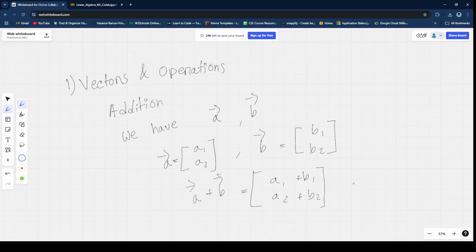You can do this with values too. Let's assume A1 is 1, A2 is 3, our B1 is 5, and our B2 is 7. Now if we want to add, it will be 1 plus 5 and 3 plus 7.